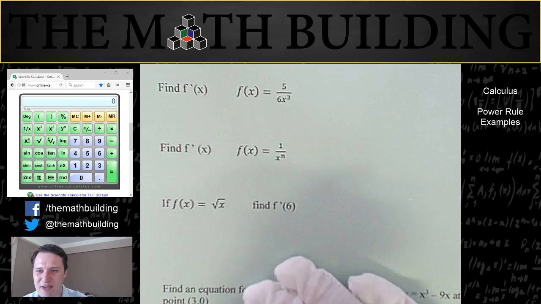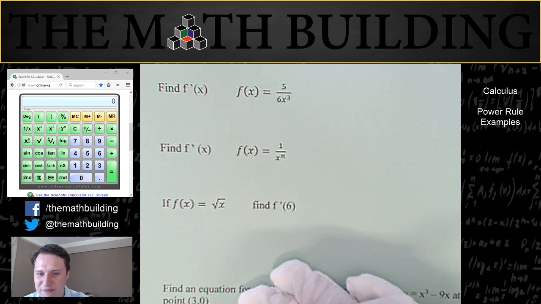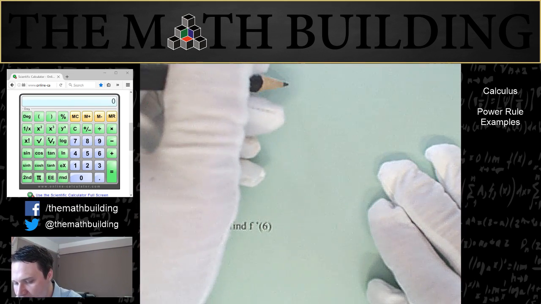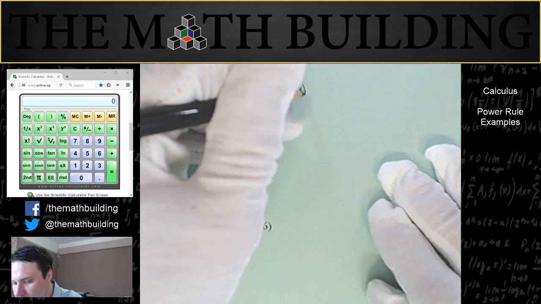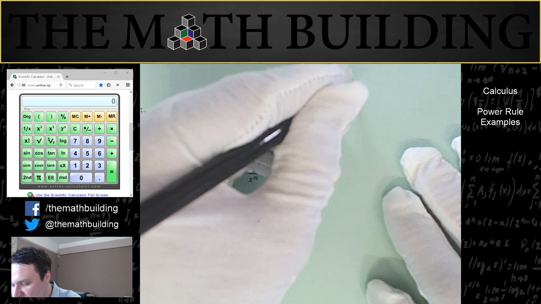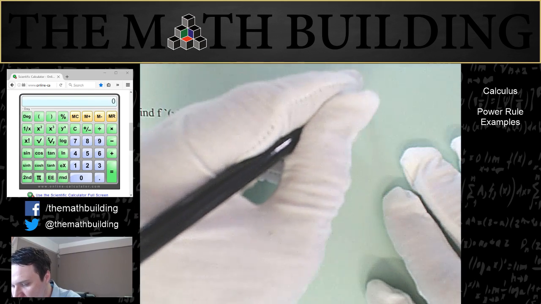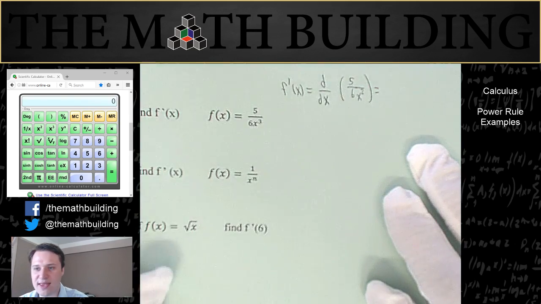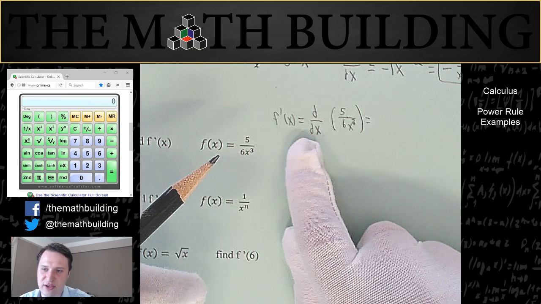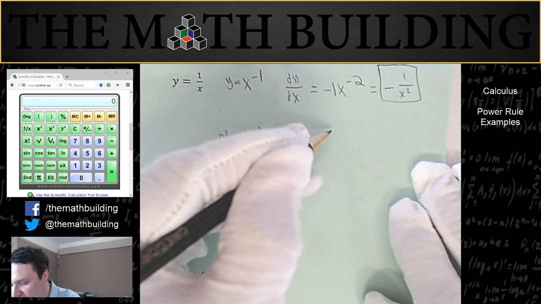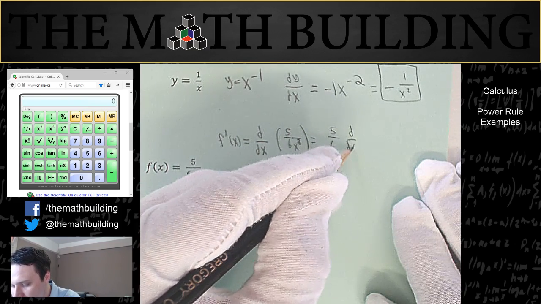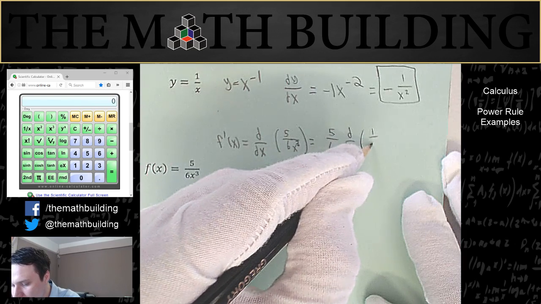Let's do this one. Find f prime of x if f of x is equal to 5 over 6x to the 3. So we're finding the derivative of this. So f prime of x would equal d dx, the derivative with respect to x, of 5 over 6 and x to the 3 on the bottom. So again, what I would do here is go ahead and factor out this 5 over 6. We can do that. We can factor it out of the derivative. So that would equal 5 over 6 times d dx of 1 over x to the 3.